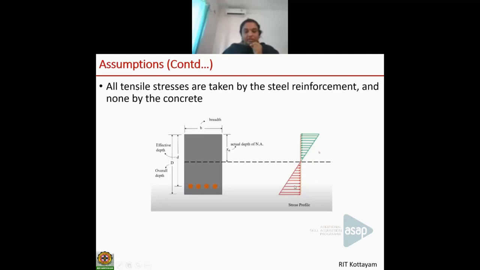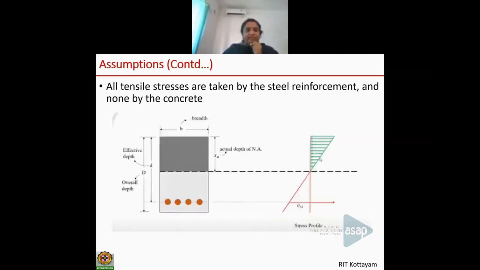Right. And you know that from the linear elastic theory, this is the stress profile. It is linear and it is 0 at the neutral axis. Above that, it is compression and below that, it is tension, right? But what this assumption says is that the tensile stresses are taken by the steel reinforcement and none by the concrete. So that means we will not consider the effect of concrete in the tension zone.